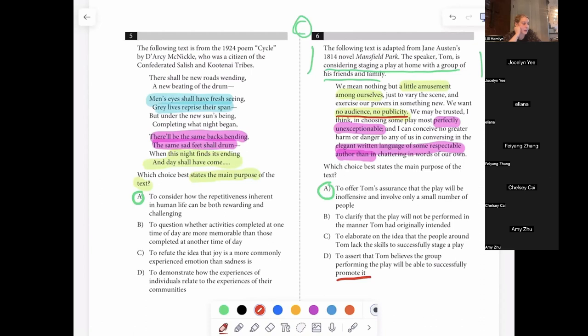What does it mean by inoffensive? As in it won't offend anyone. It means you can't take exception to it. I'm assuming it's not a raunchy or controversial play. It's saying that it's unexceptionable, like you can't take exception to it. And it's written by a respectable writer. So it's not full of controversial material or anything inappropriate. Does that make sense?